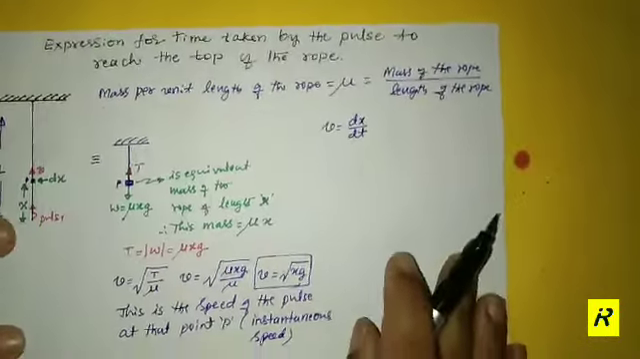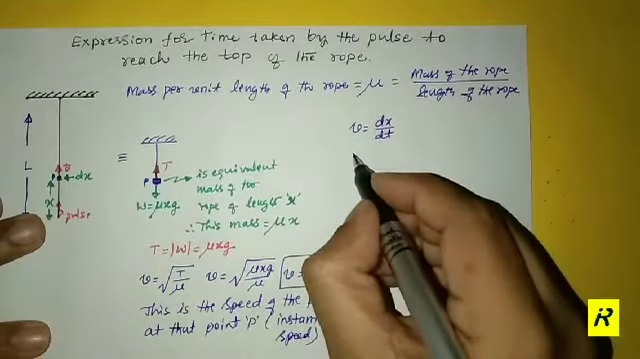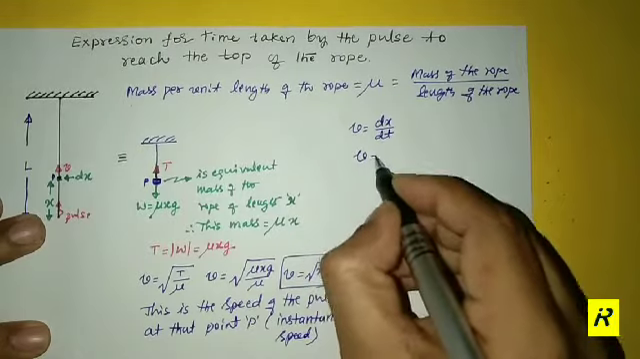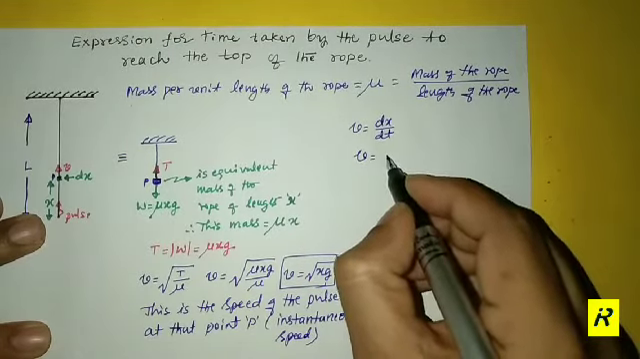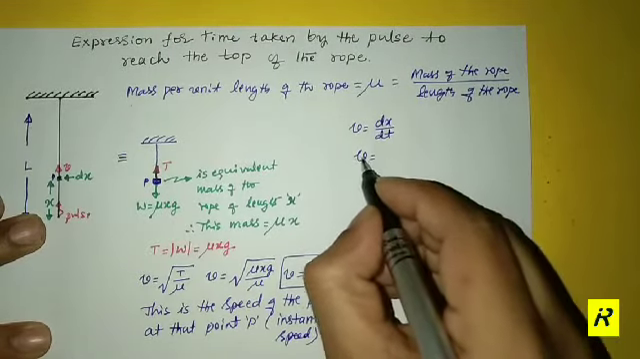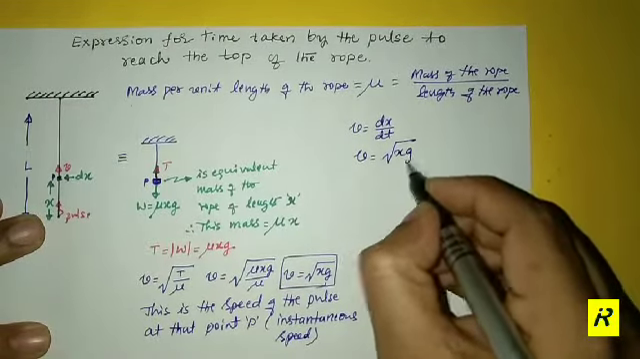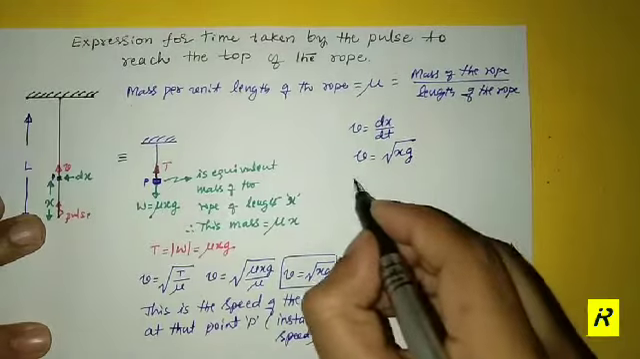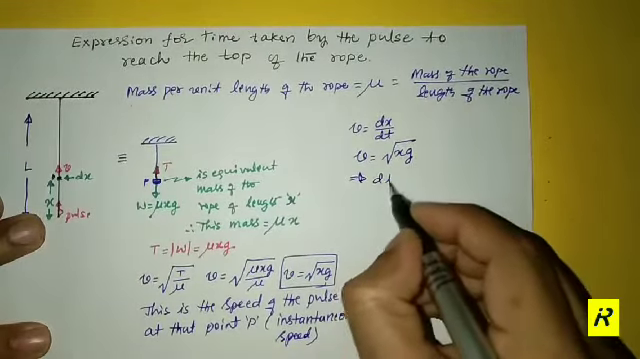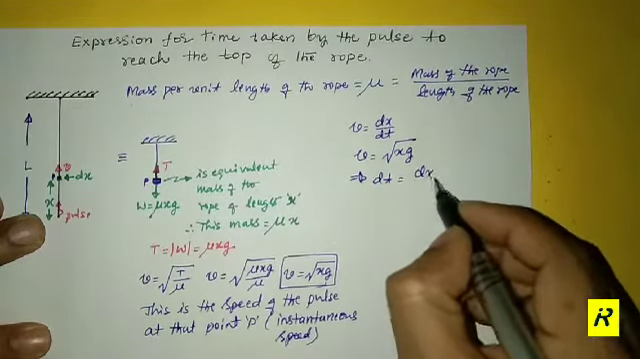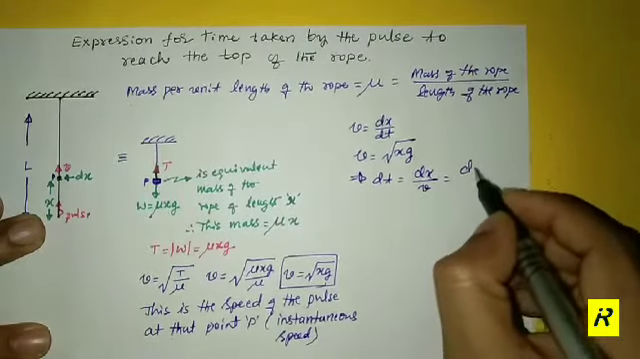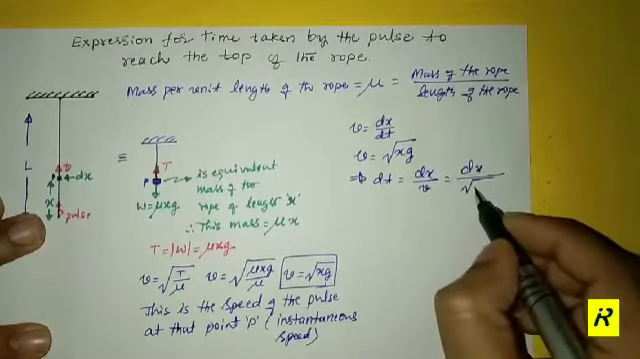So now we do it further. V is equal to dx divided by dt. V is this much, which is root of x into g. Which implies dt is equal to dx divided by v, otherwise dx divided by root of xg.